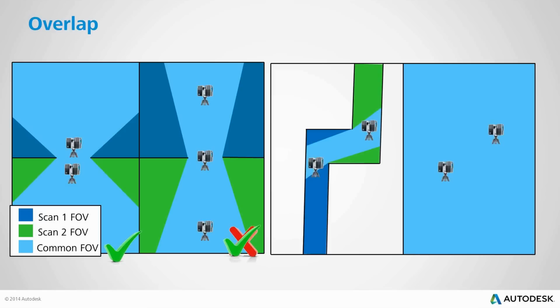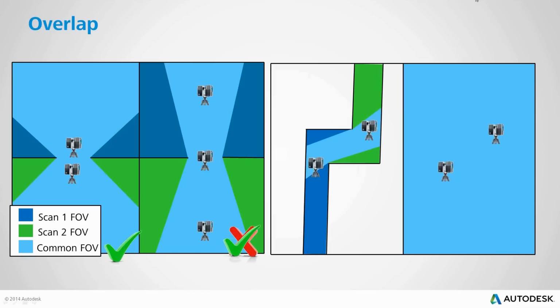Another thing to consider is the geometry of the environment that you have. So in this scenario, we have a couple of scans that are the same distance apart, but on the left side they're in kind of a large open environment where basically both scans can see everything. So they have lots of overlap between them.